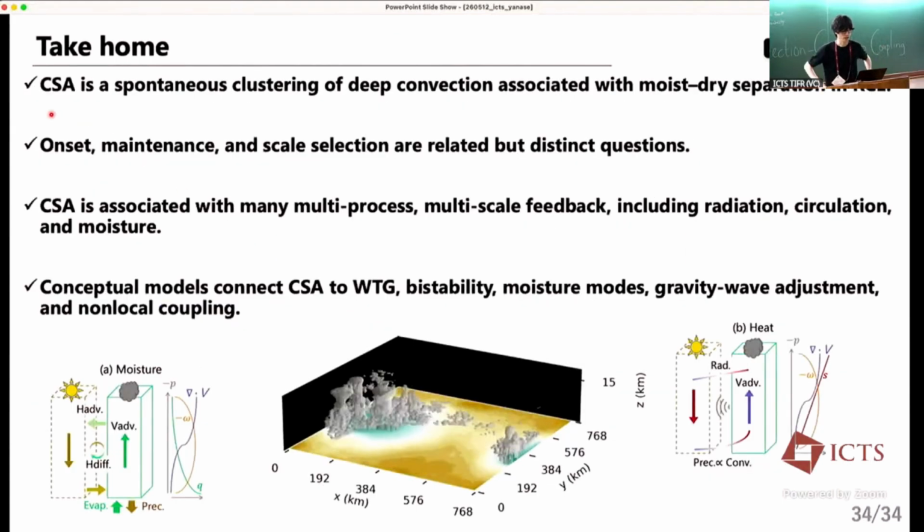And this is the take home. Convective self-aggregation is a spontaneous clustering of deep convection associated with moist and dry separation in RCE. And onset, maintenance and scale selection are related but distinct questions. We should care about that. And CSA is associated with many processes and many large-scale feedbacks, including radiation, circulation and moisture. So we should keep in mind that many feedbacks are going on at the same time. And the conceptual model connects CSA to the broader context of tropical dynamics, for example, the weak temperature gradient, bistability, moisture modes, gravity wave adjustment, and also non-local coupling.